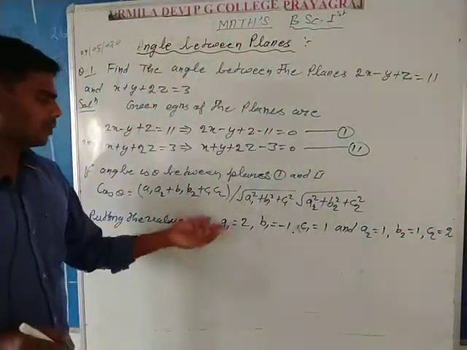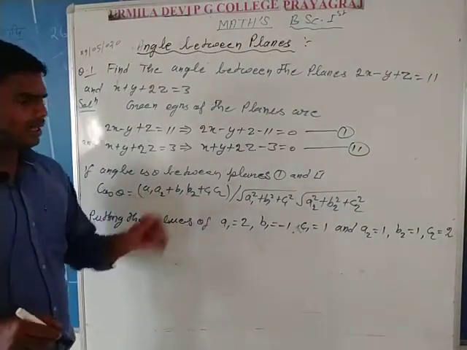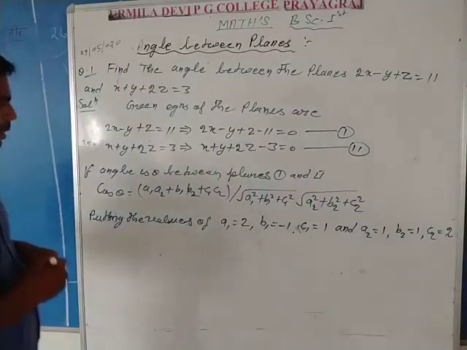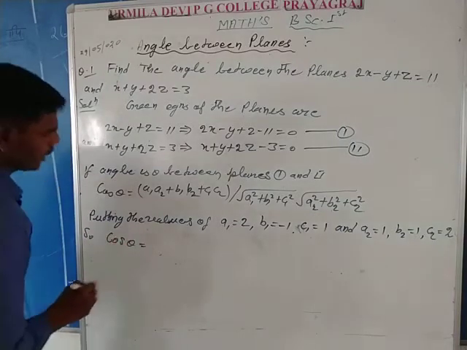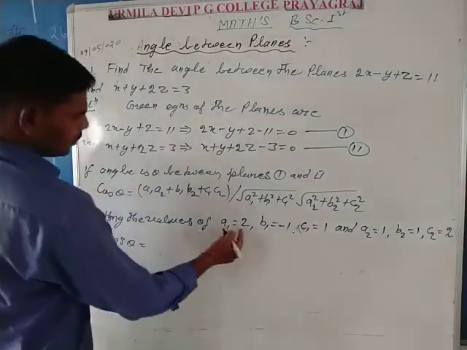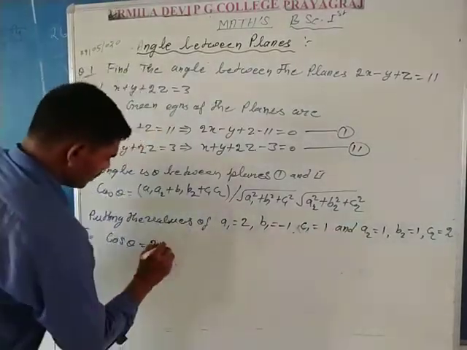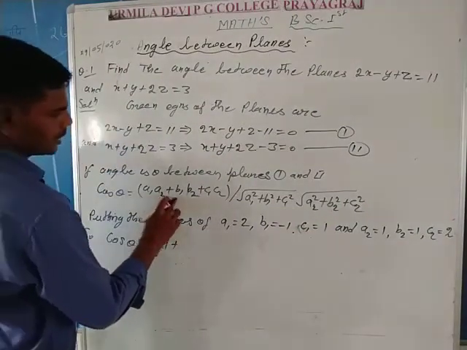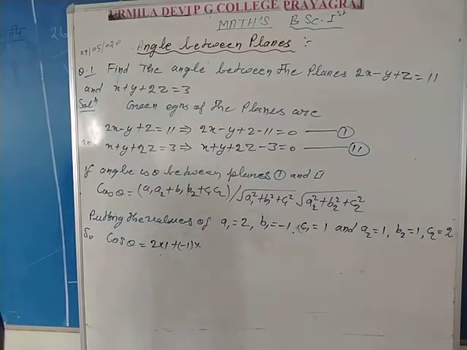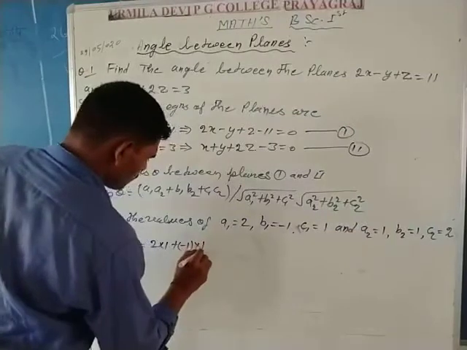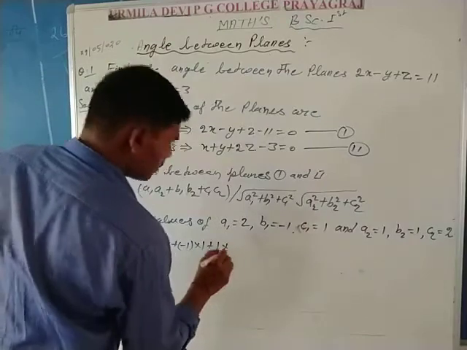Putting these values in the above formula, cos theta is equal to a1 a2, and we find the value of theta. Therefore cos theta is equal to a1 a2, which is 2 into 1, plus b1 b2, which is minus 1 into 1, plus c1 c2, which is 1 into 2.